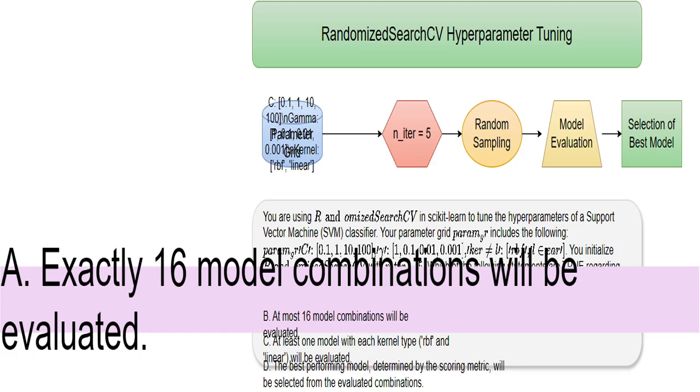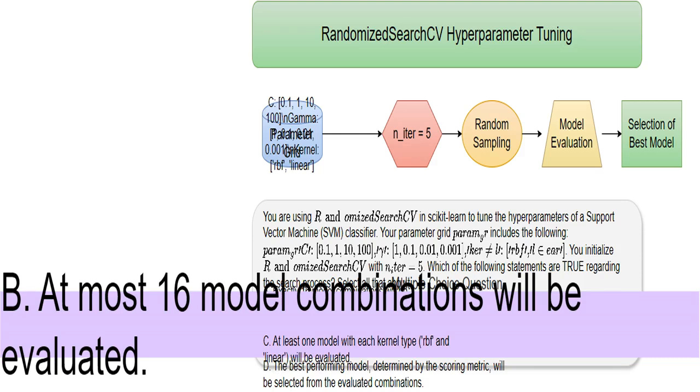It proposes that a fixed number, 16, of model combinations will be tested. This is incorrect because RandomizedSearchCV doesn't test all combinations, it samples a subset. This option suggests an upper bound on the number of evaluated models. It's partially true since, while there are more possible combinations, only a subset will be sampled due to n_iter. But the maximum is actually 32, not 16.